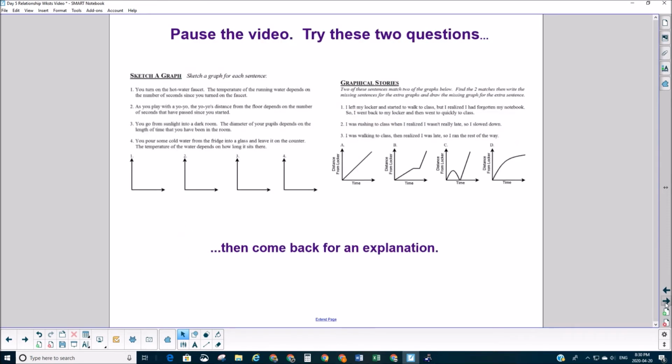So what I'd like you to do now is pause the video. And again, if you want to look at the attached worksheet, you can, or you can just rewind a little bit and look at these 2 graphs, or maybe leave it on this screen and try these just on a scrap piece of paper. You're not handing anything in, and then come back for an explanation. So pause now and come back in a second.